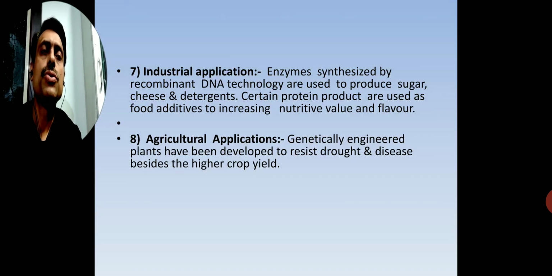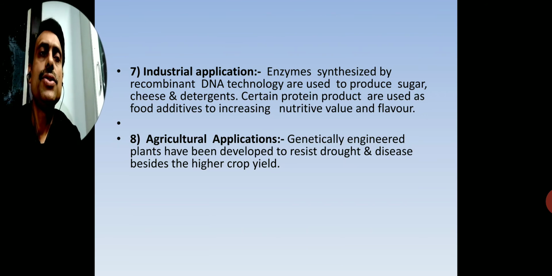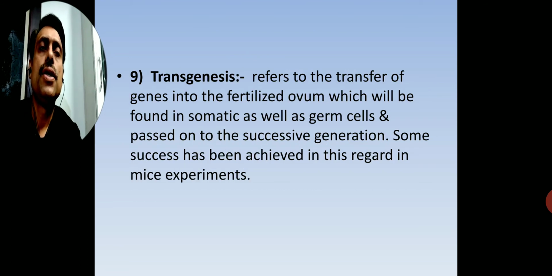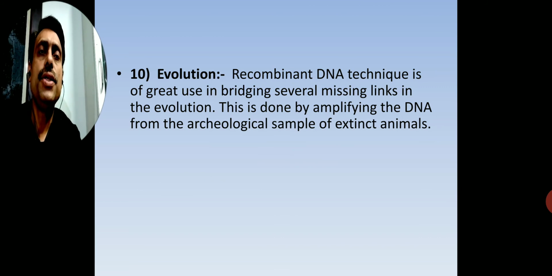Recombinant DNA technology can be used. Then there are various industrial applications. Recombinant DNA technology is used to produce sugar, cheese, detergents. Then agricultural applications, genetically engineered plants have been developed to resist drought. And transgenesis is also there. And last most important is in evolution. Recombinant DNA technology is very useful in bridging several missing links in evolution. So this is done by amplifying DNA from archaeological samples of extinct animals.